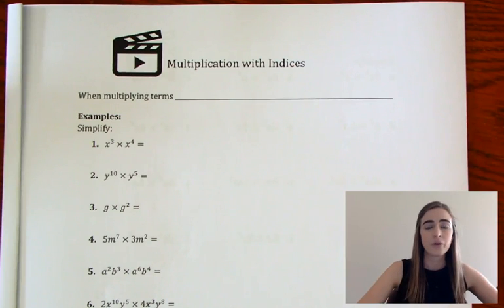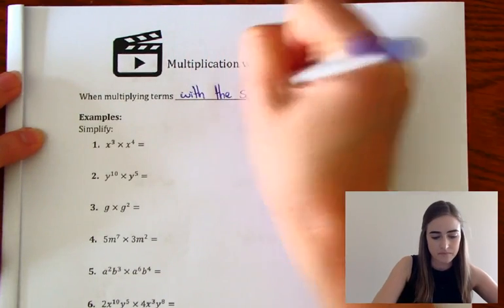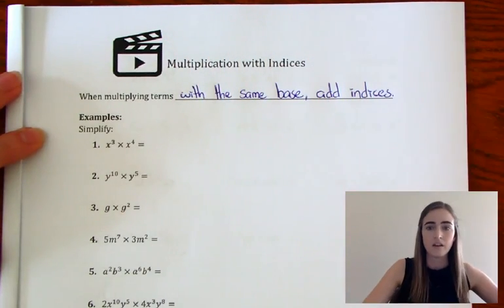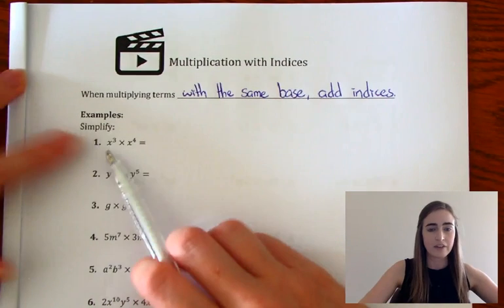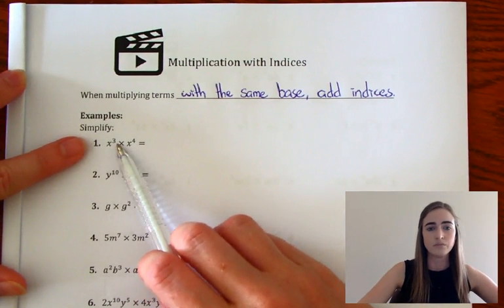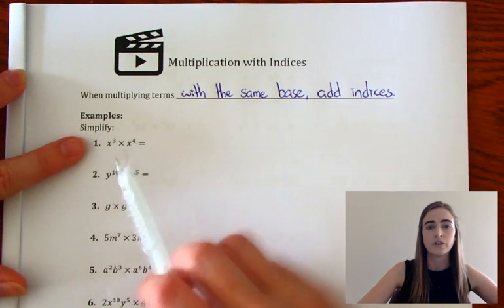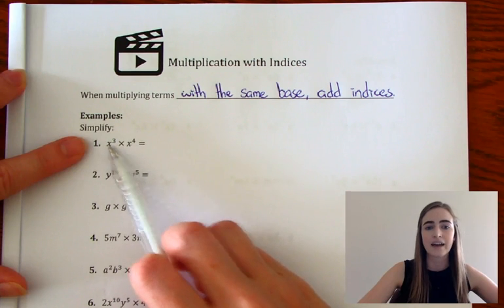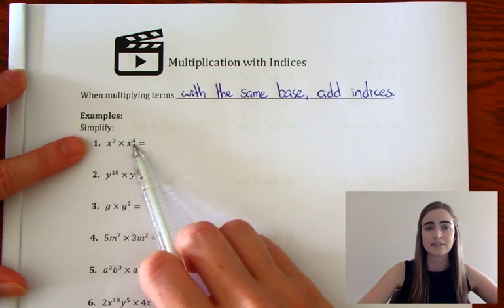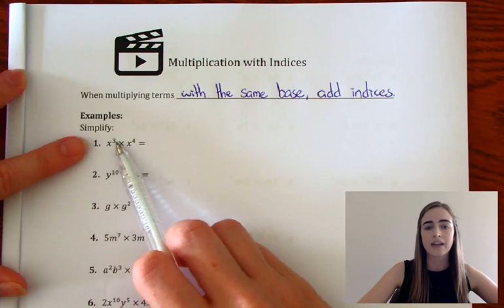In this video, I want to have a look at multiplication with indices. So when we're multiplying terms which have the same base, we're going to add the powers or the indices. Right, so what that means is that in our first example, we've got x cubed times x to the power of 4. So the base in these ones is our x, so they both have the same base. So when we multiply them, we're going to add the powers.